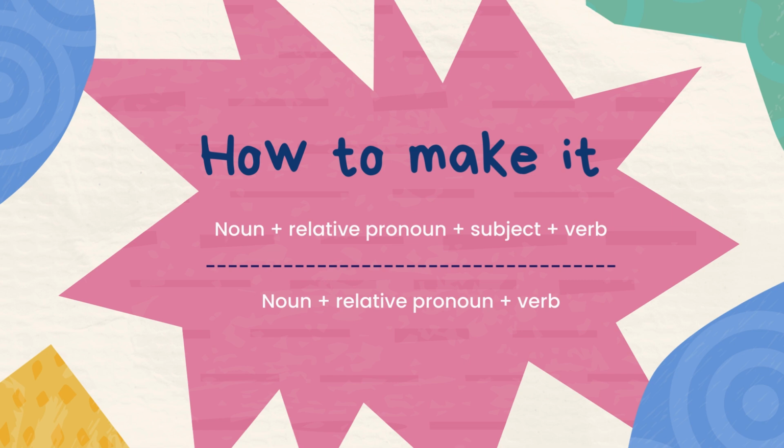We have two different ways to make an adjective clause. The first one is using a noun plus a relative pronoun plus a subject plus a verb. Then we have noun plus relative pronoun plus verb. And we can choose either of these two formulas to make a clause and complete our sentences.